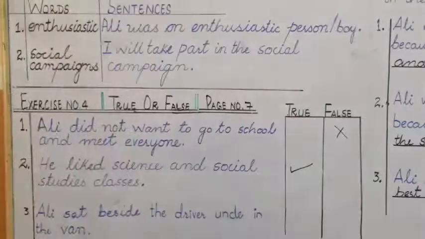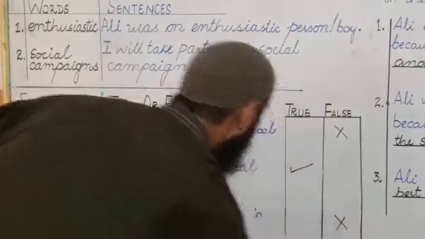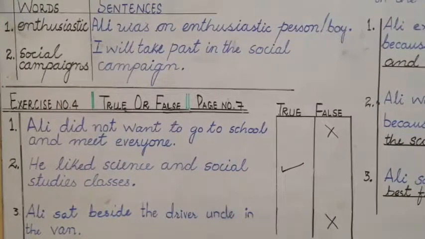in the true column. The last statement, third one, is Ali sat beside the driver uncle in the van. It's false. Ali sat beside Salim, his best friend, in the van. So it's incorrect. It's false. So we mark cross in the false column. Now, my dear students, you have to do the remaining statements yourself in the book. All right?